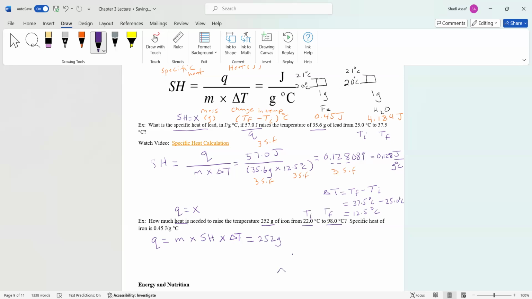All right, let's calculate this down here. T final minus T initial, which would be 98 minus 22.0. So that gives us 76 degrees Celsius.